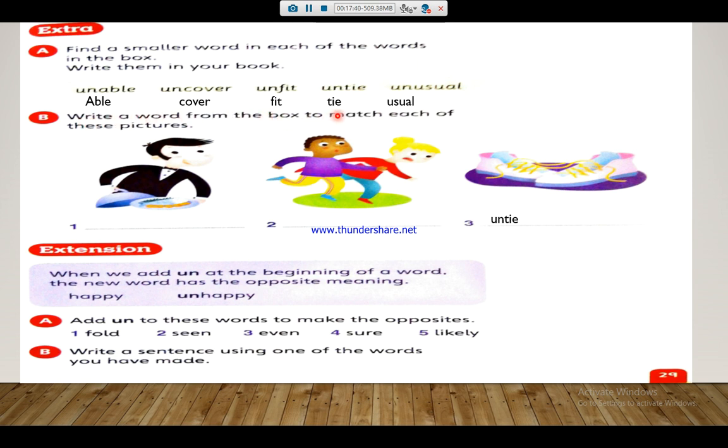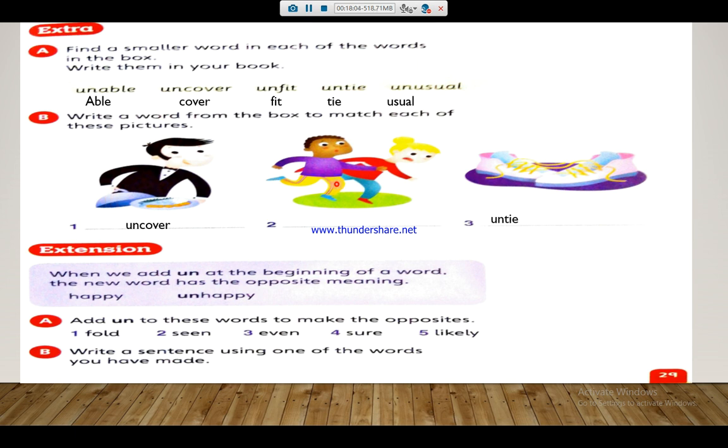So in the extra exercise letter B, the instructions are telling you to write a word from the box to match each of these pictures. So let's look at the man here. He is a waiter and he's working in a restaurant. He's holding a plate full of food. And here we have the cover of the plate. So what did he do? He uncovered the plate.